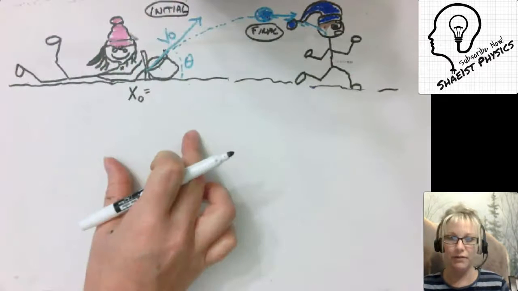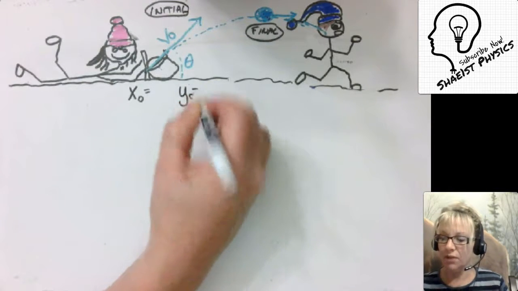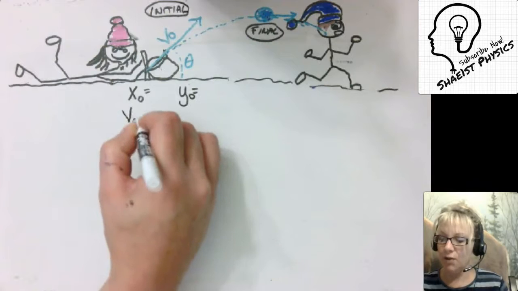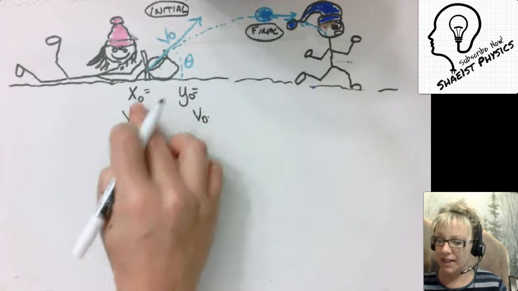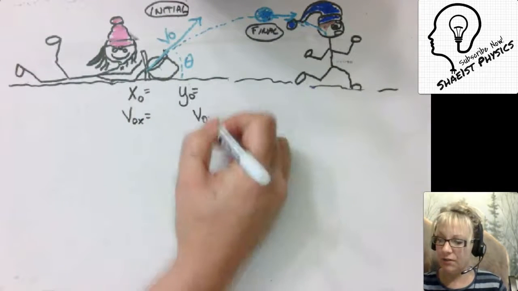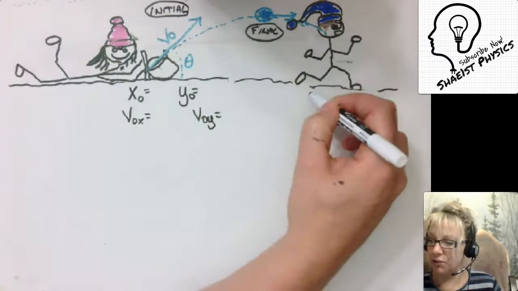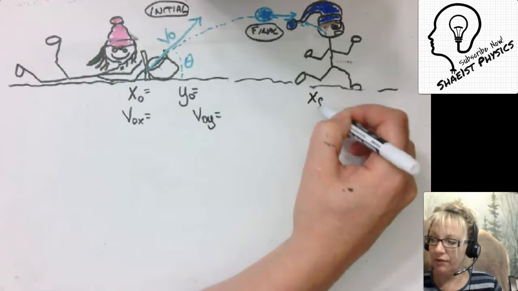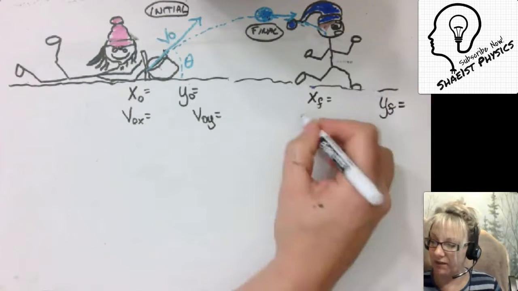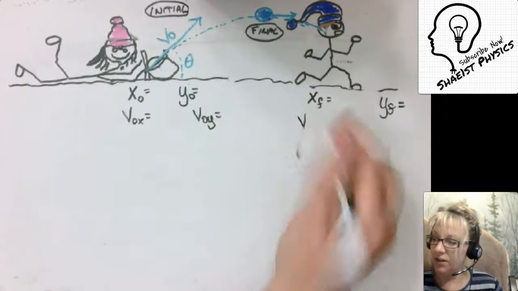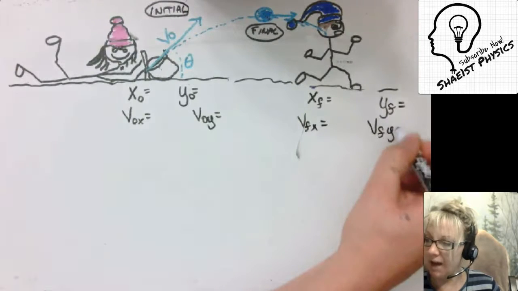I want you to write all of the variables under that initial moment. Under that initial moment, you have your position, your initial x and your initial y. You have your initial velocities, your initial velocity in the x direction, and your initial velocity in the y direction. At your final moment over here, and I'm just going to spread them out a little bit, you have your final x value, your final y value, your final x velocity, and your final y velocity.